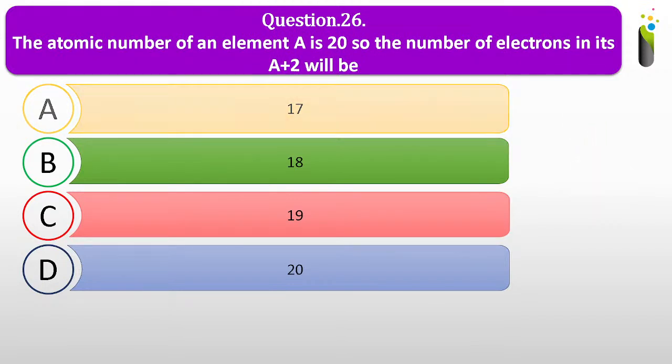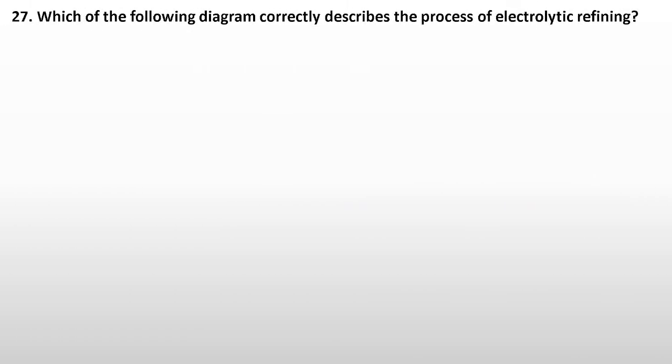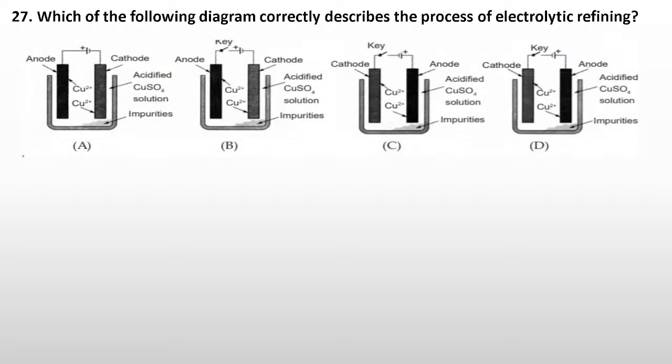So the atomic number of an element is 20. So the number of electrons in its A plus 2 will be 18. Coming to the next. Which of the following diagram correctly describes the process of electrolytic refining? So this is what is the image. You have to look at this diagram and find which of this correctly describes the process of electrolytic refining.